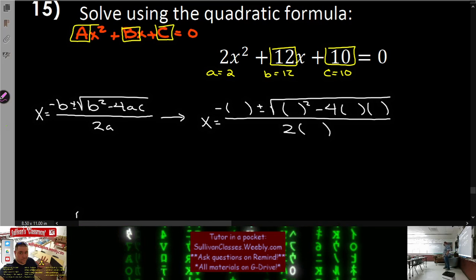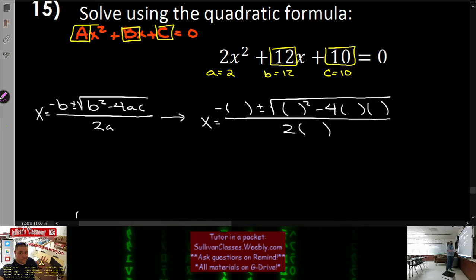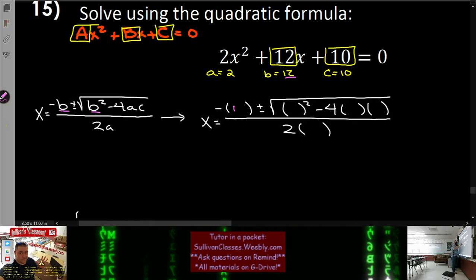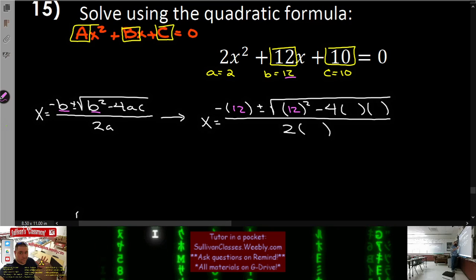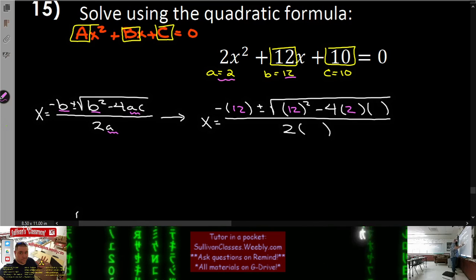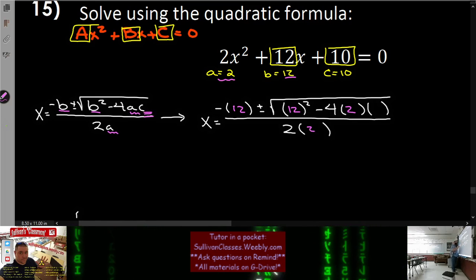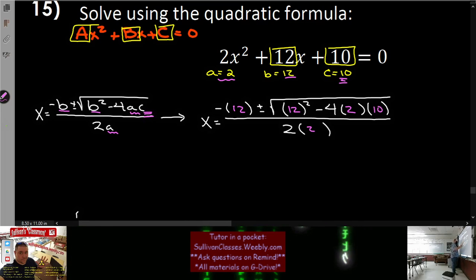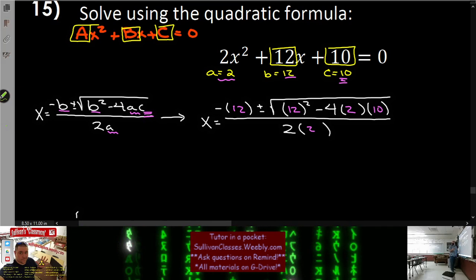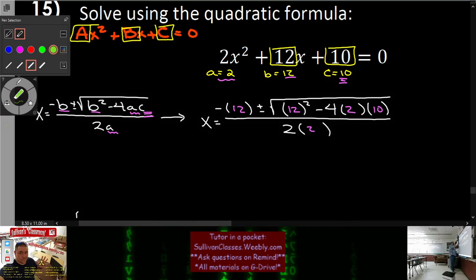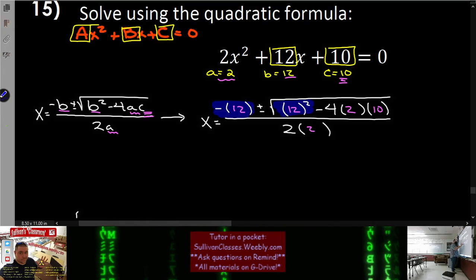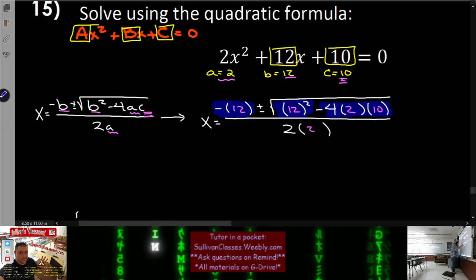Put things in. Everywhere there was a B, I'm going to put a 12. Everywhere there was an A, I'm going to put a 2. And everywhere there was a C, I'm going to put a 10. Remember the different places that we are going to simplify this first. Here, here, here, and here.